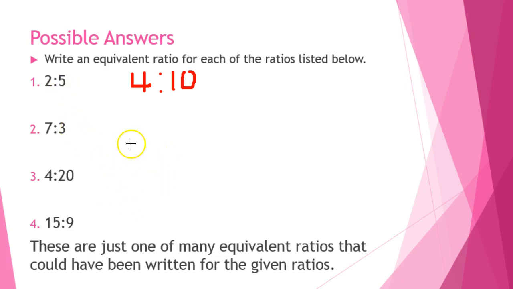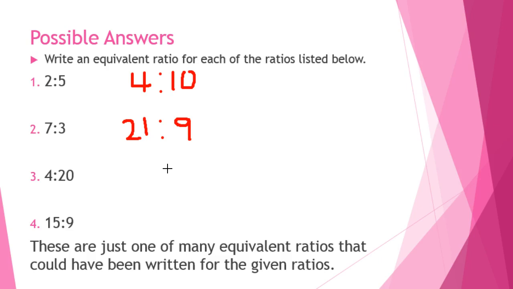Look at number 2, 7 to 3. I can say I'm going to multiply both of these numbers by 3. 7 times 3 gives me 21. And 3 times 3 gives me 9. So 21 to 9 is an equivalent ratio of 7 to 3.